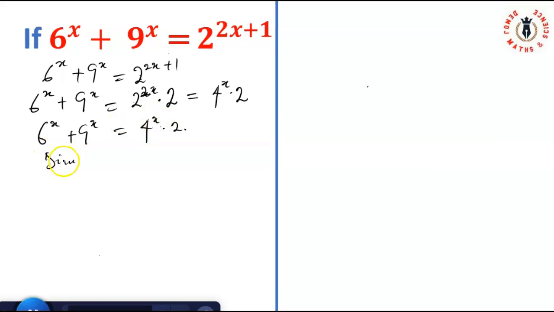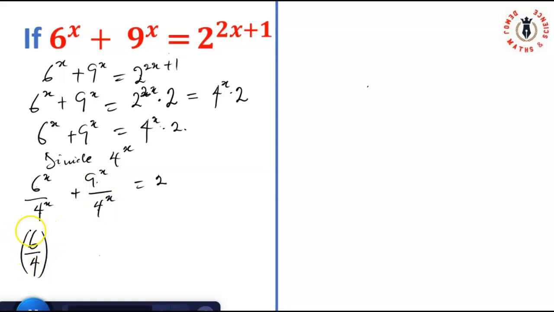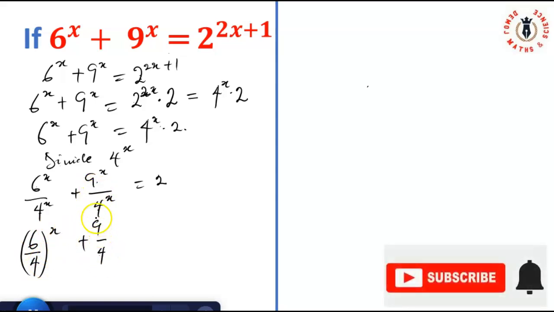Now let's divide both sides by 4 raised to the power x. So it becomes 6 raised to the power x divided by 4 raised to the power x plus 9 raised to the power x divided by 4 raised to the power x is equal to 2. So doing, we have collected like terms. Now, I can group this. Look at this carefully. You have 6 raised to the power x and 4 raised to the power x, 9 raised to the power x and 4 raised to the power x. I can write it simply as 6 over 4 all raised to the power x plus 9 over 4 all raised to the power x is equal to 2.